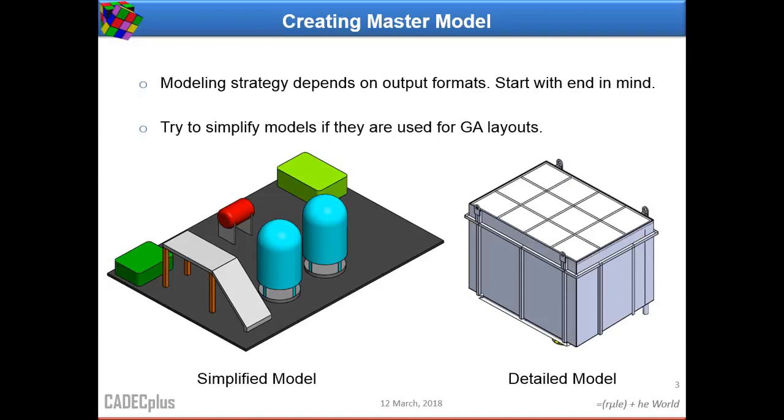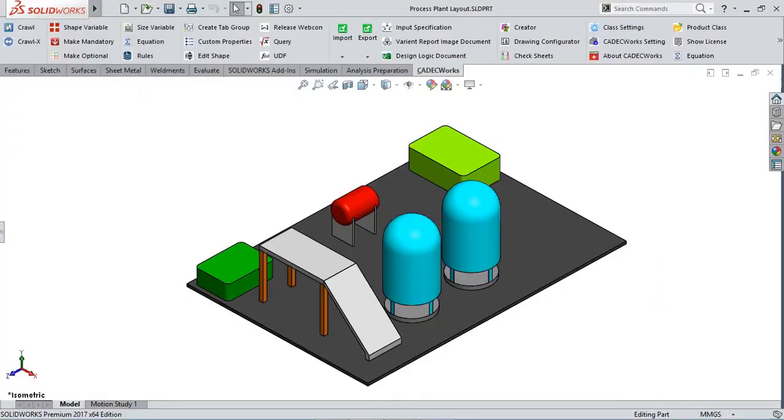While preparing the master model, we have to start by keeping the output format in mind. The models can be as rough or as detailed depending upon where they are to be used. If we want to use the model in a GA layout showcasing the overall dimensions of the product, the level of detail should be kept to a minimum. This is an example of a GA layout model.